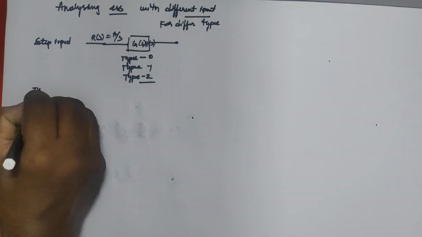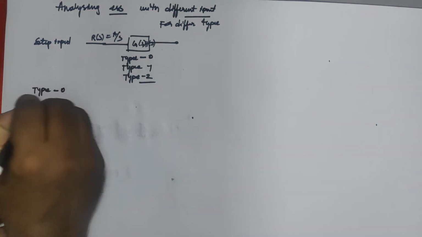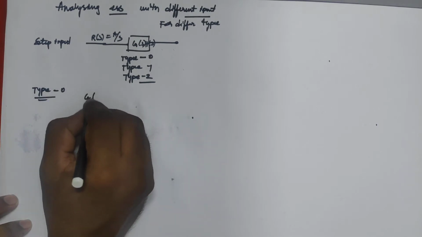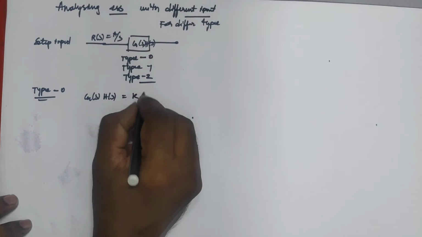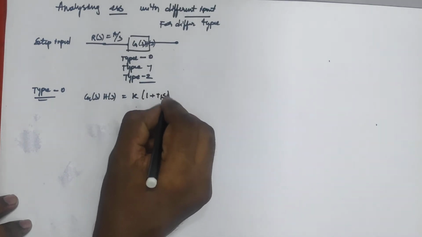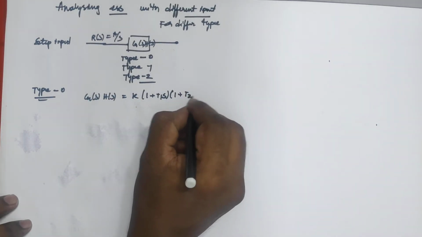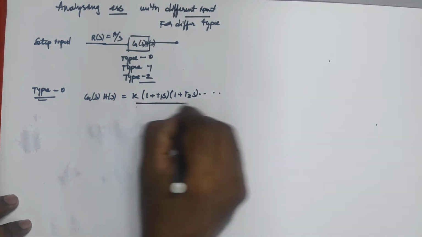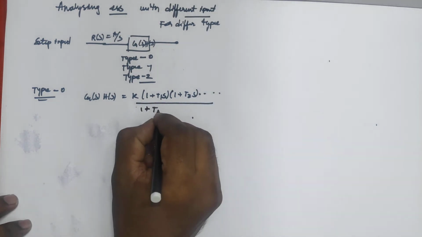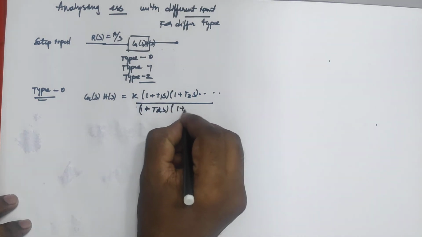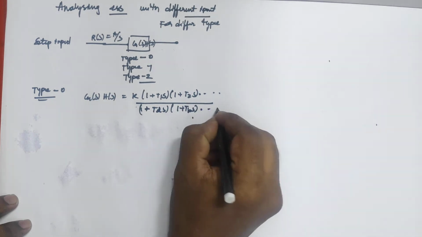Let us take the type 0 system. So I am writing the open loop system as some K into (1 plus T1 s)(1 plus T2 s) and so on, by (1 plus Ta s)(1 plus Tb s) and so on.